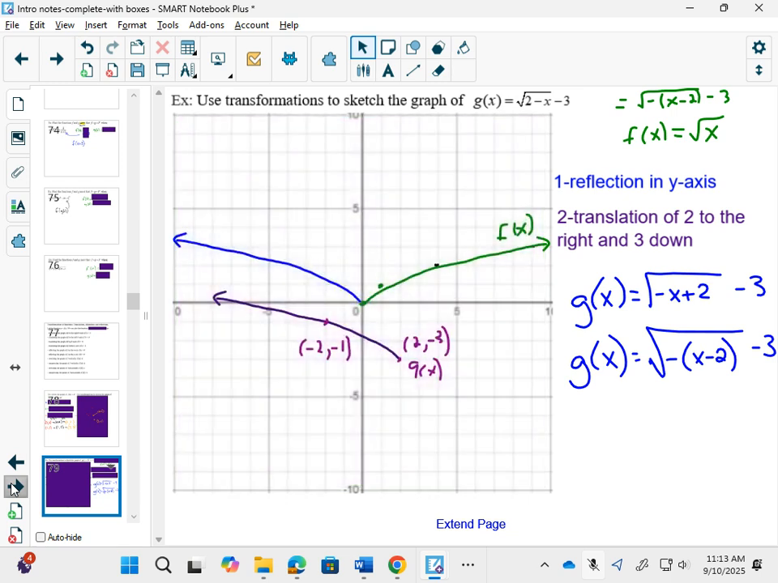So if I took my green graph and I reflected it, I would get my blue graph, and then I can move it 2 to the right and 3 down.